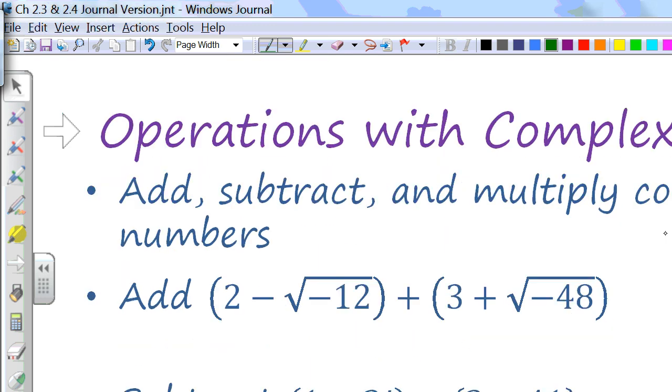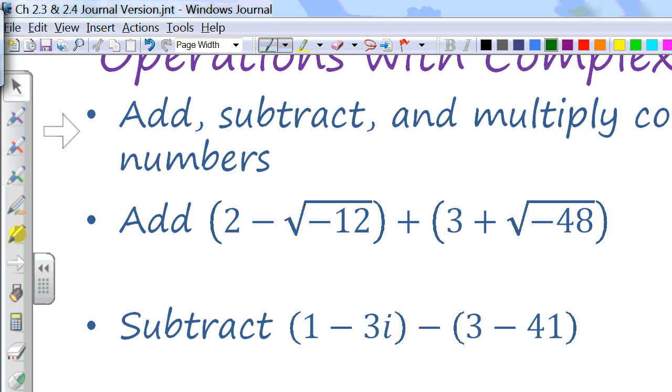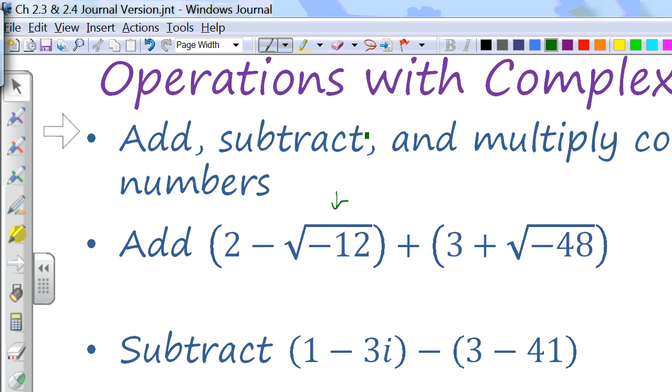All right, operations with complex numbers. Add, subtract, multiply complex numbers. Add is pretty straightforward. Subtract is pretty straightforward. First thing you're going to do is convert these two into imaginary. So I have 2 minus 2 root 3i. Root 12 is 2 root 3, plus 3. Well, 48 is 16 times 3, so that's 4 root 3. 3 plus 4 root 3.